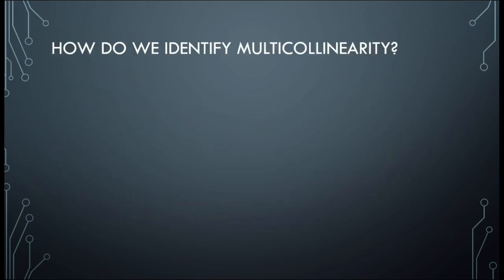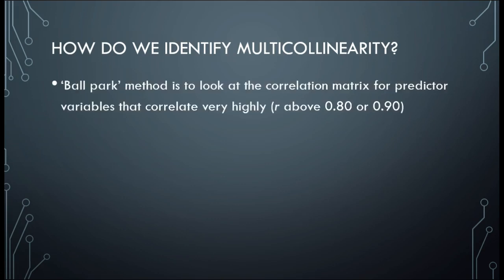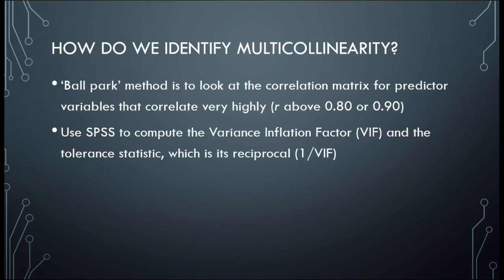So how do we identify multicollinearity? The book doesn't talk much about this, but this is important. So there are a couple of different ways you can do that. You can just take a look at the correlation coefficients and see if they are high, like 0.8 or 0.9, that means that your predictor variables are highly correlated with each other and that you're going to have a problem with multicollinearity. But there's a more objective way to do this using SPSS, and that's to compute the variance inflation factor, or VIF.